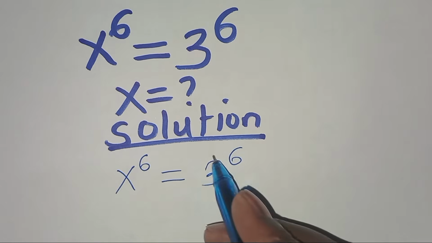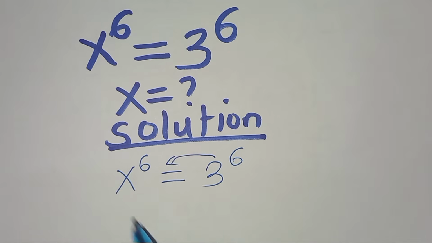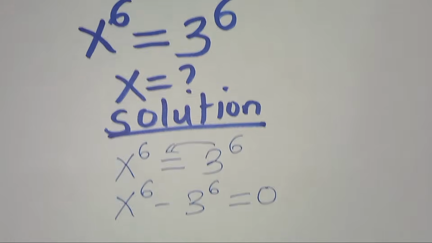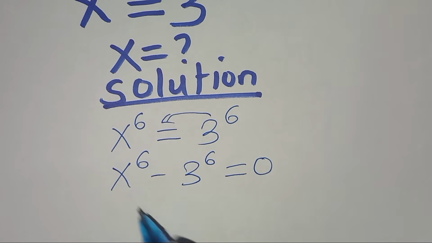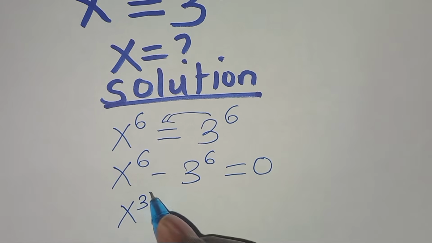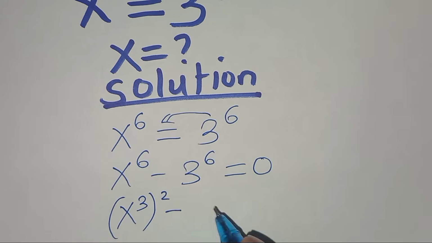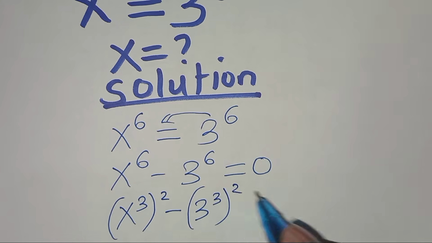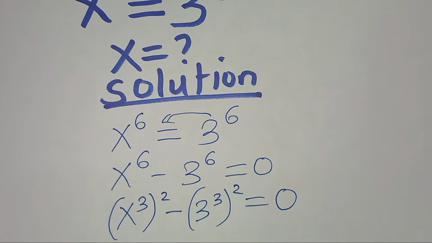So let's take 3 to the power 6 to the left hand side, so that we'll have x to the power 6 subtract 3 to the power 6 equal to 0. We can express x to the power 6 as x to the power 3 squared, subtract 3 to the power 3 squared, equal to 0.